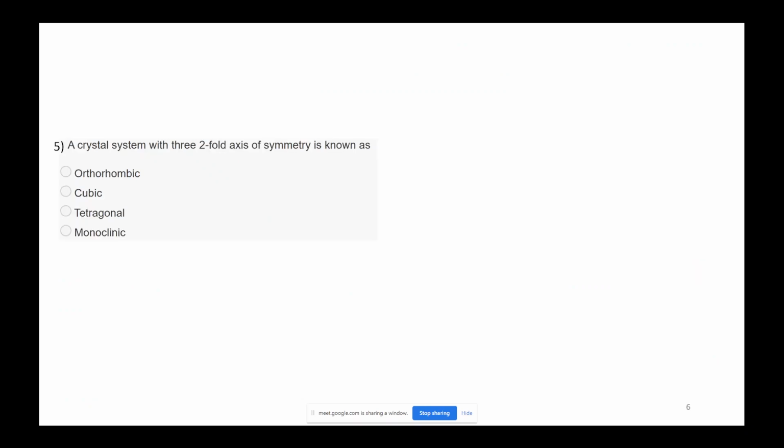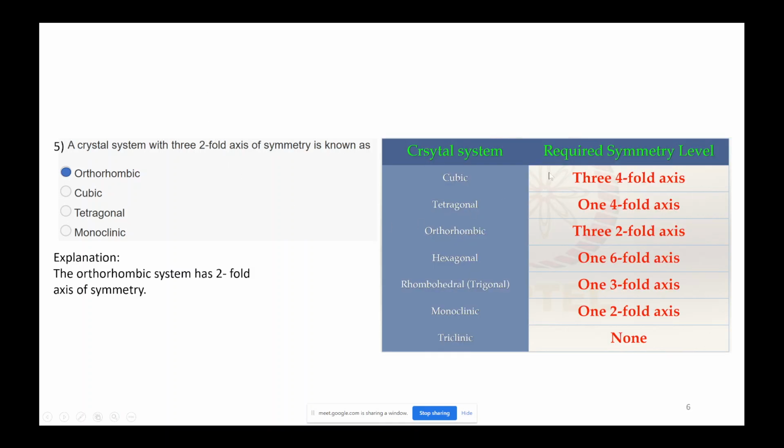Now for the next question: a crystal system with three two-fold axis of symmetry is known as? Your options are orthorhombic, cubic, tetragonal and monoclinic. Your answer will be orthorhombic. So these are various systems and their required symmetry level.